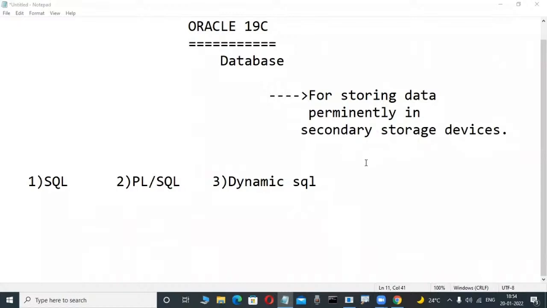A DevOps engineer needs a little bit of SQL, not much SQL is required. But here we are learning about a pure database, so we are giving so much knowledge. But based on your requirement, you have to take that knowledge.